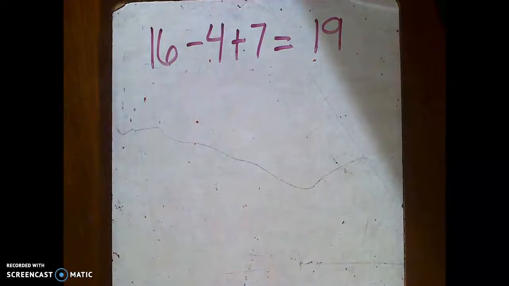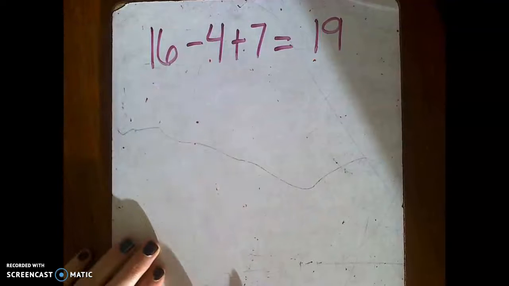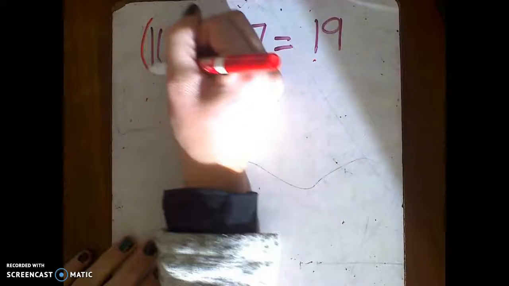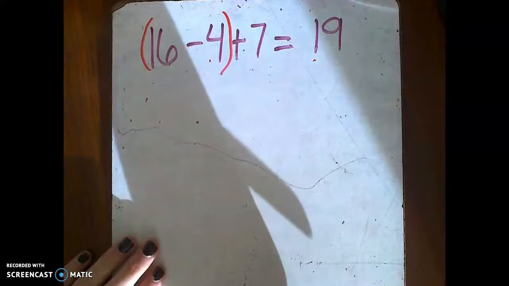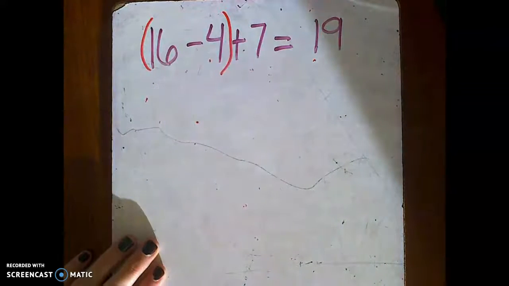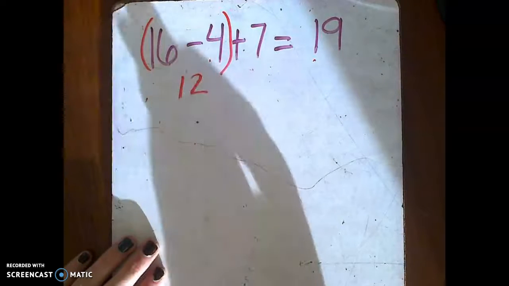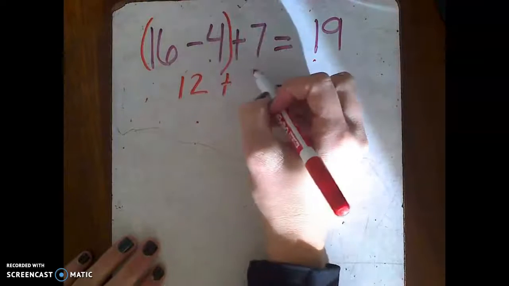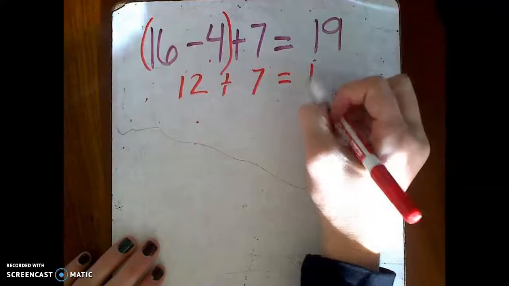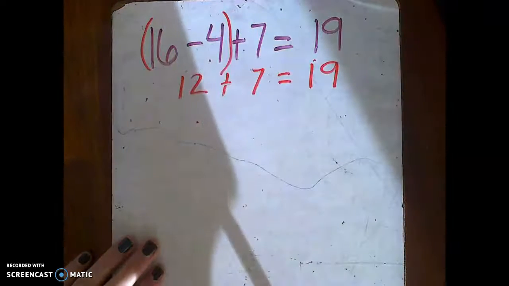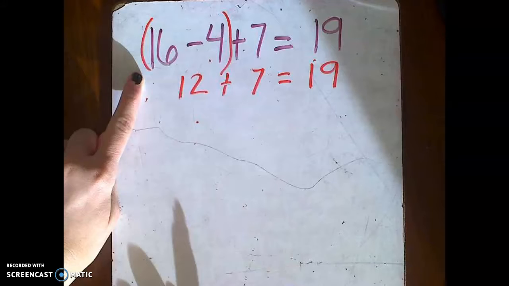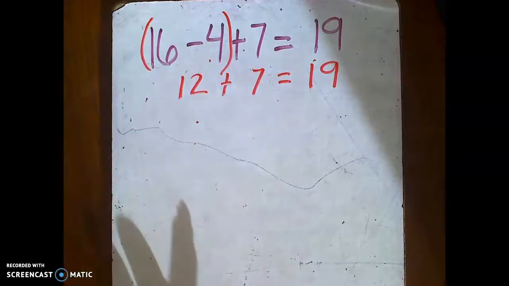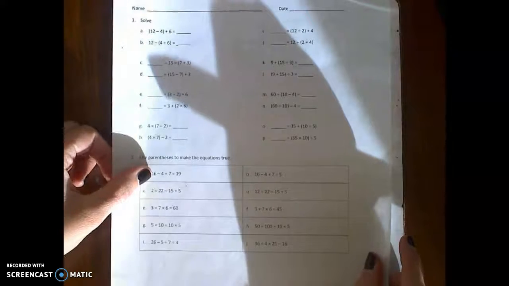Okay, now your job is to just add those parentheses. Where are they going to go? So I am going to do this by just starting with my parentheses at the end. 16 take away 4. Everybody? That's right, 12. 12 plus 7 more. Oh my gosh, look at that. 19. So my parentheses go around 16 minus 4. So if I was going to do this problem, I would put them around the 16 and the 4.